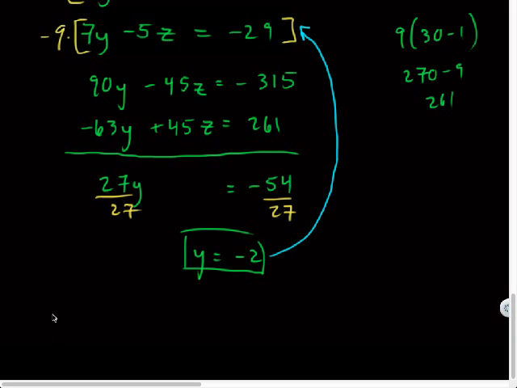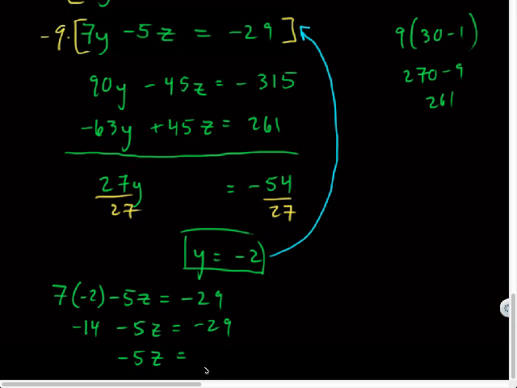So I'll have, let's see, 7 times negative 2 minus 5z equals negative 29. Right, so that's negative 14 minus 5z equals negative 29. So now I can solve this for z, right? Add 14 to both sides. So negative 5z is equal to, I'm adding 14, negative 15. So z is equal to 3.